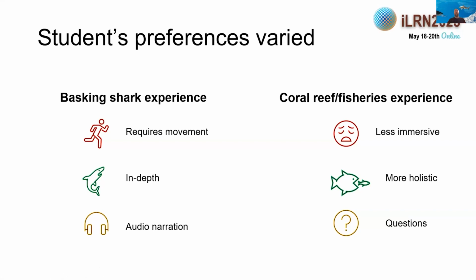I've color coded these: red is bad, green is good, and orange is where we had differing opinions. For the basking shark experience, we tried to put a basking shark in your bedroom. A basking shark is about the size of a city bus, so students were annoyed. They had to move around to try and get around the shark.